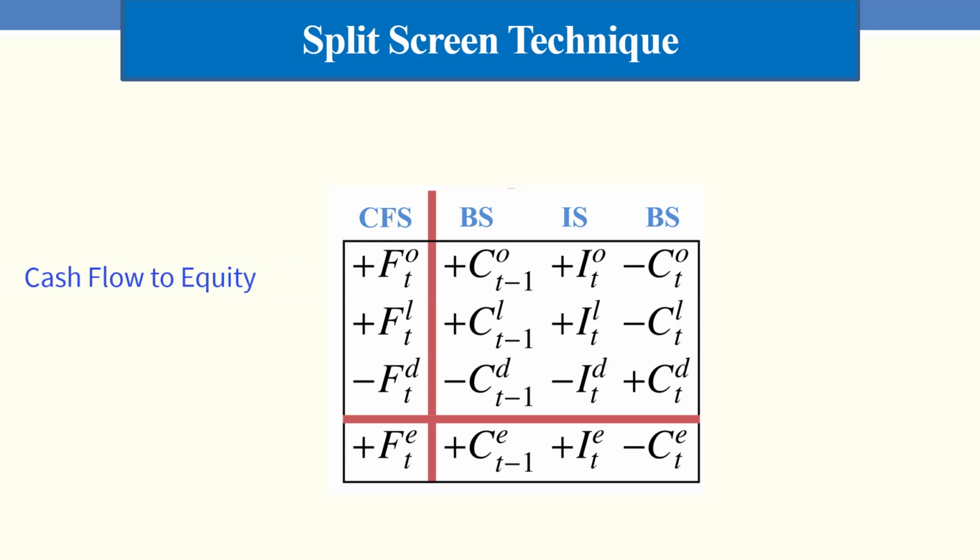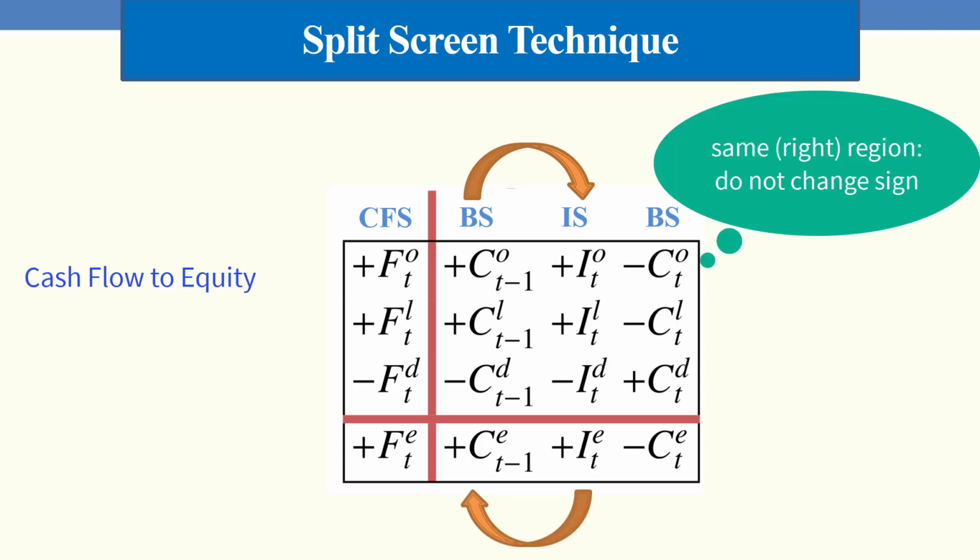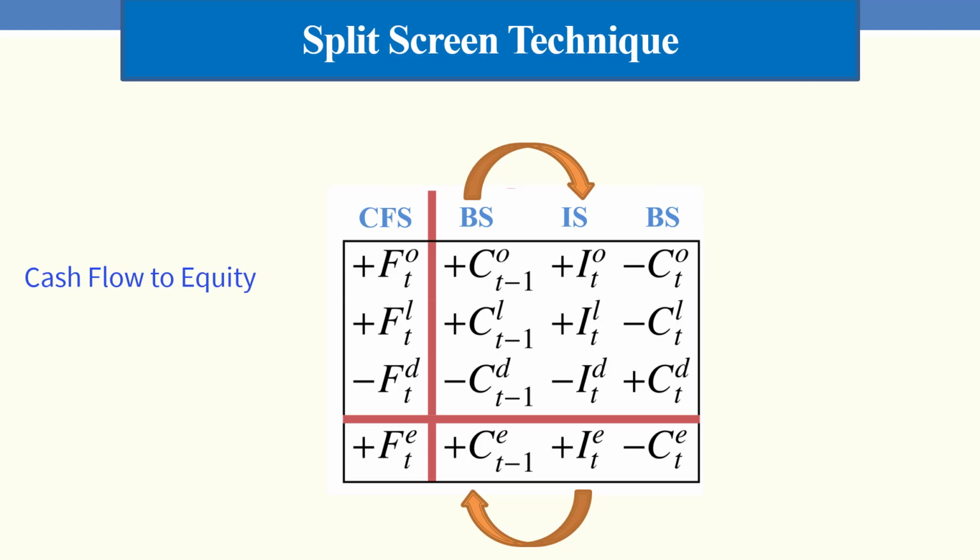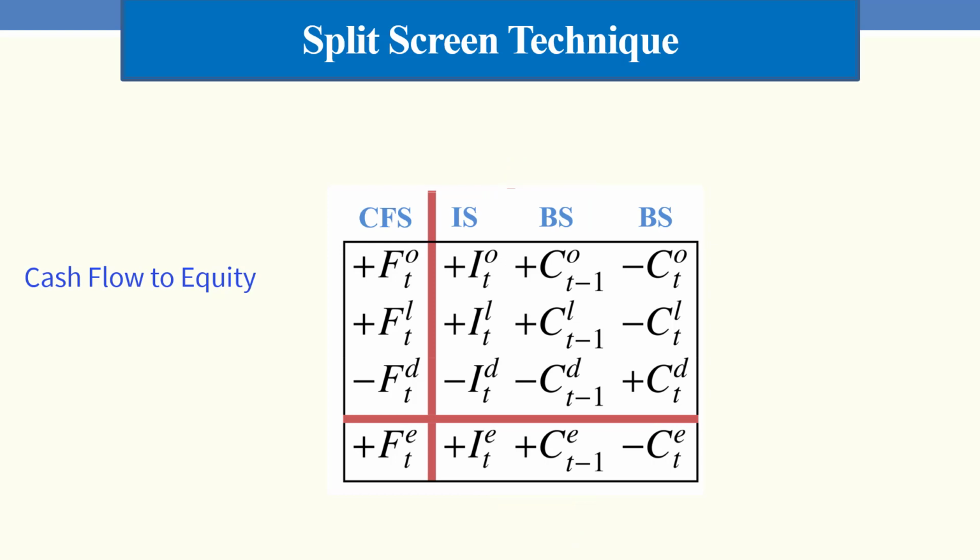But I want the second column and the fourth column to be placed side by side. So I can simply place the second column next to the fourth column. No need of changing signs because the column remains inside the same partition. So I just place the second column next to the fourth column, and we get this. And this way we can see that the cash flow to equity is equal to the net income minus the change in equity.